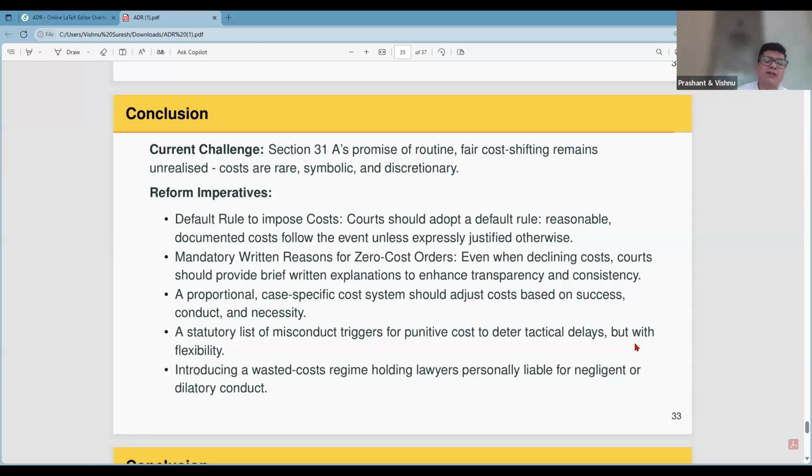One retired judge gave another very interesting reform idea, which is to introduce a wasted cost regime, which is there in the United Kingdom, which means that lawyers are personally held liable for negligent and dilatory conduct. So that's another interesting idea which we think should become part of the Indian regime.